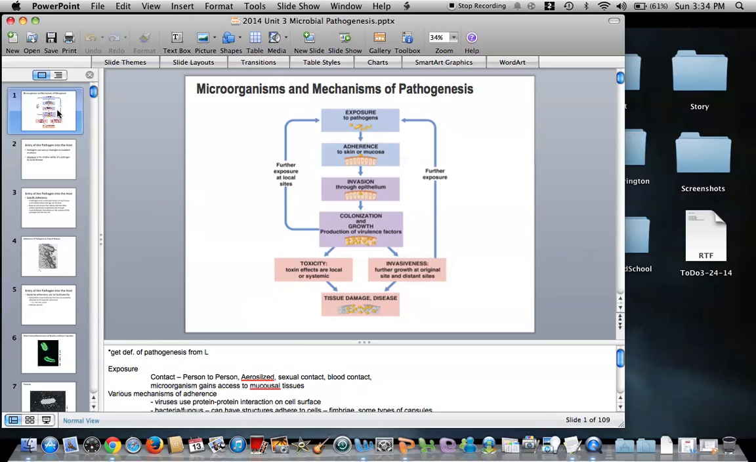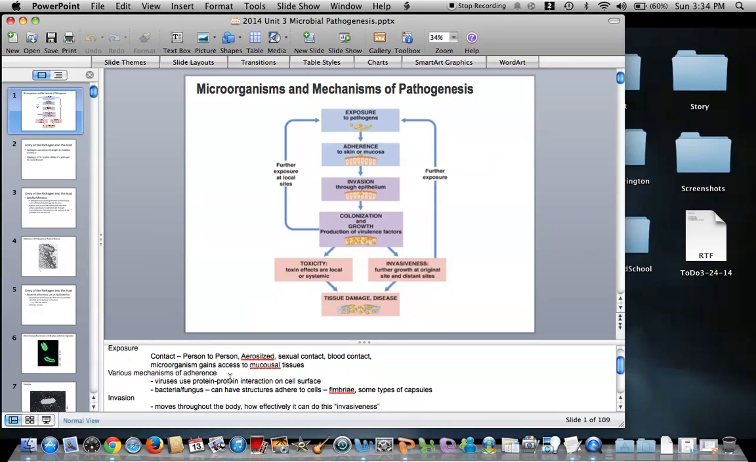So you have the basic step of exposure. You need to get exposed to whatever the thing is. Then it has to adhere to you in some way. This can be adhering to cells using fimbriae, or their capsule layer might be sticky for cell membranes, or it might be actual protein-protein interactions. Then it has to invade the tissue somehow, and then it will colonize and grow, and then there's 3 possible outcomes, and they're interrelated. You can have toxicity, so these organisms actually produce something that is toxic to the body, or it can be the invasiveness, the actual act of physically being where it is and using the resources there, causes tissue damage and disease.